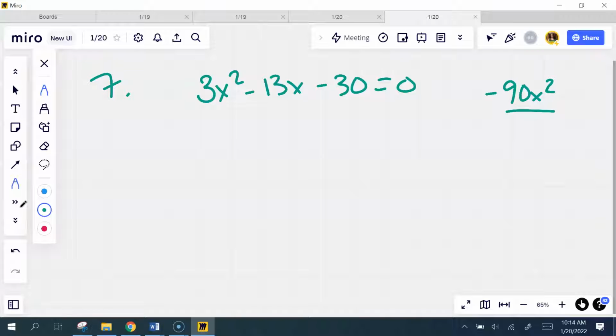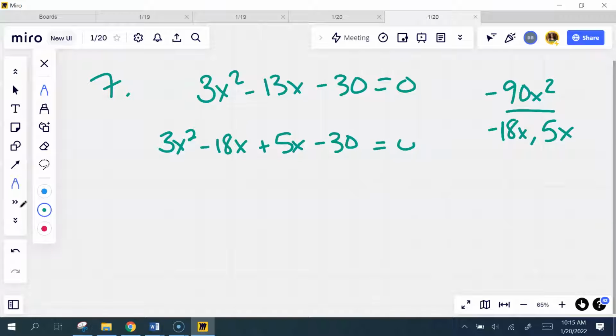Negative 18 and 5. So negative 18x and 5x. Always write your negative one first. It'll make your life a little bit easier as you go. So I have 3x squared minus 18x plus 5x minus 30 equals 0.